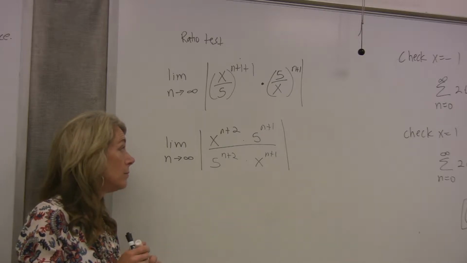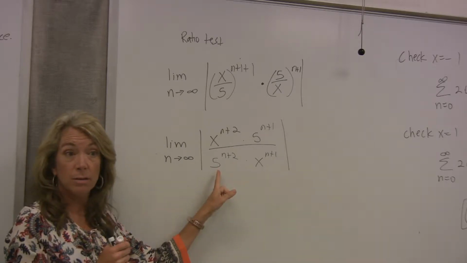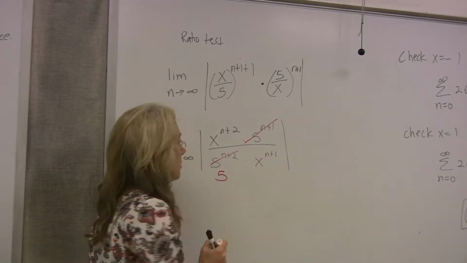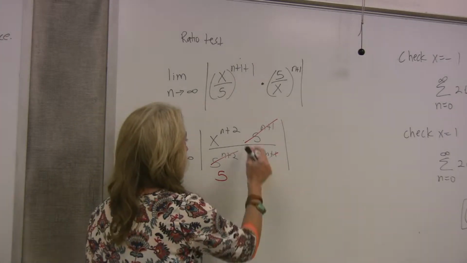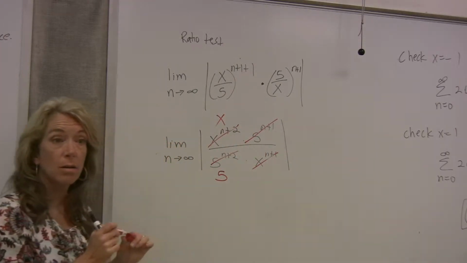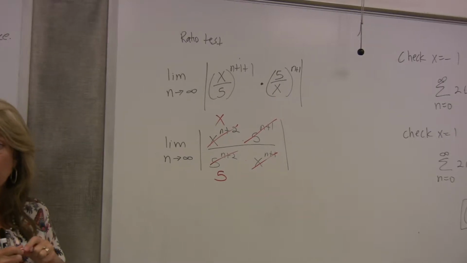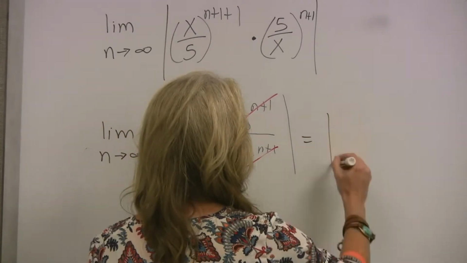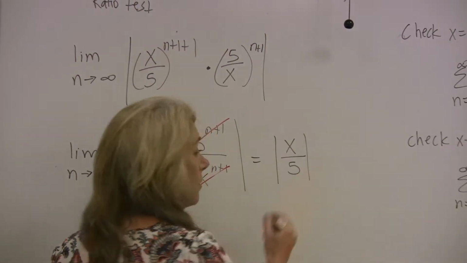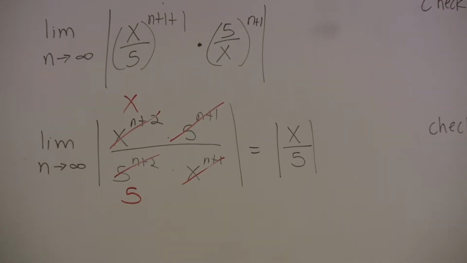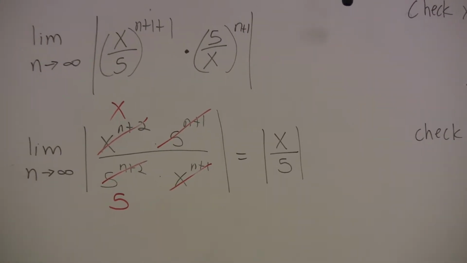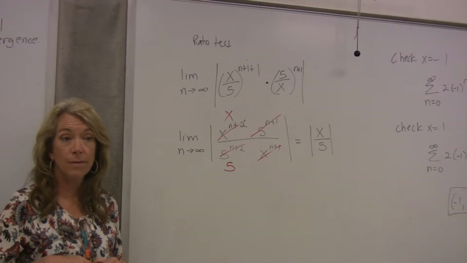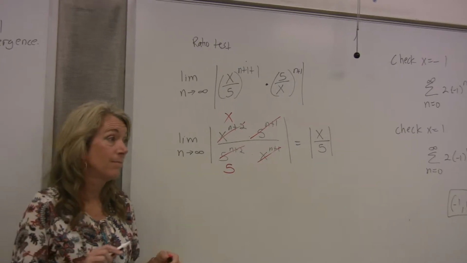You're going to have one more 5 in the denominator, right? Because I've got n plus 1, I have 1 extra. So these are gone, I just have a 5 down here. Or you're going to have one more x in the numerator, for the same reason. I'm just subtracting the exponents. And again, the n's are completely gone, so I'm just left with x over 5. And to force this to be convergent, I want that to be what? Less than 1.